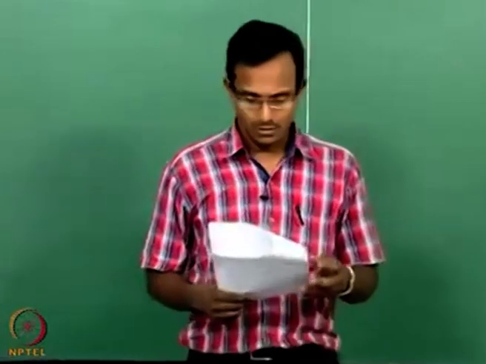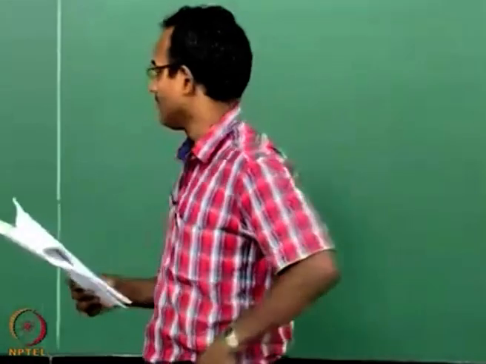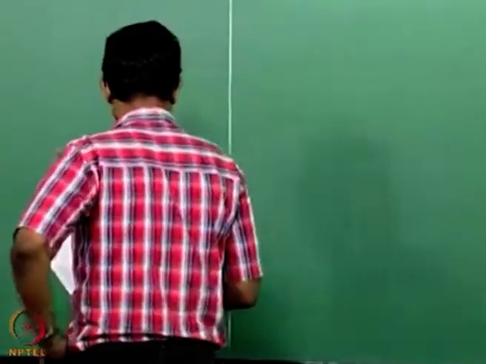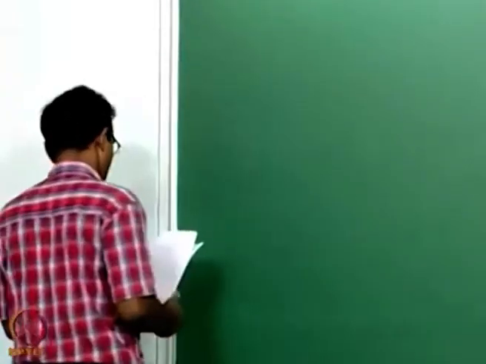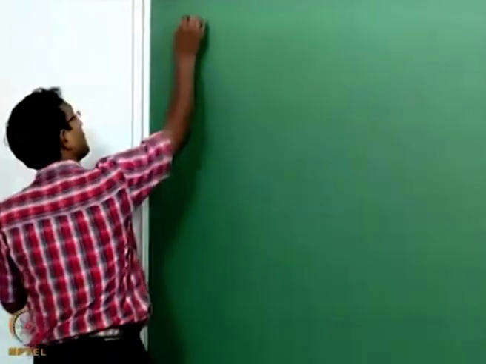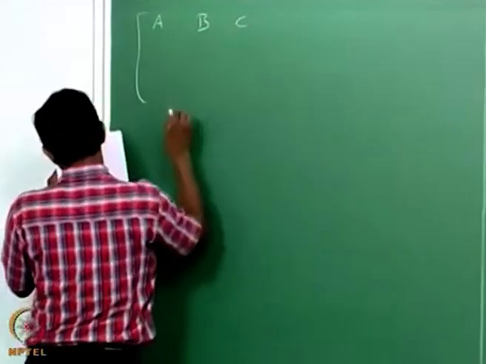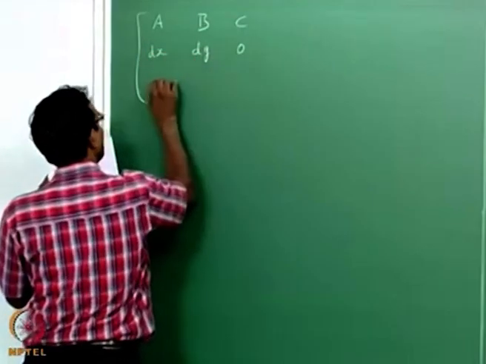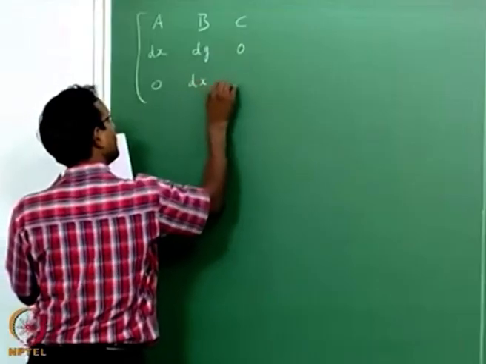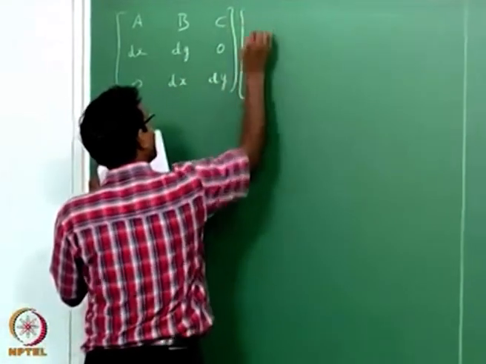Hello everyone, welcome back. We were somewhere in the middle of derivation of equations for method of characteristics. We started with this matrix. We went to mathematicians, they looked at it this way basically.